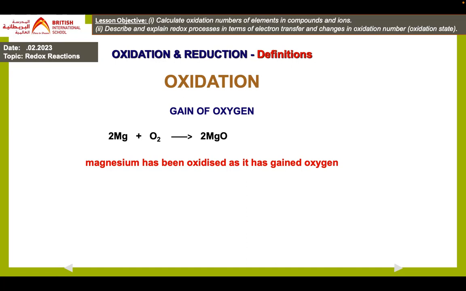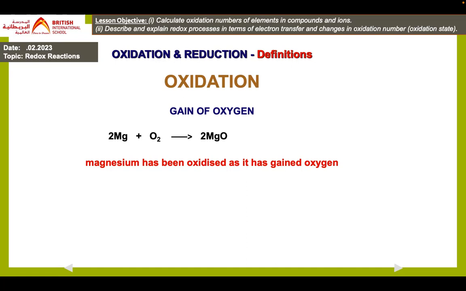But you know, there are different reactions in which oxygen will not be involved. Then you have to check the oxidation state, like we just discussed. If oxygen is not involved, then you have to check the oxidation state of the element so that you could easily find if there is oxidation or reduction.